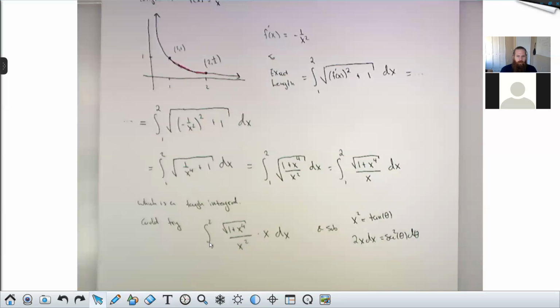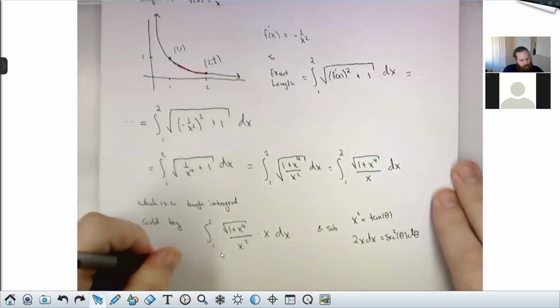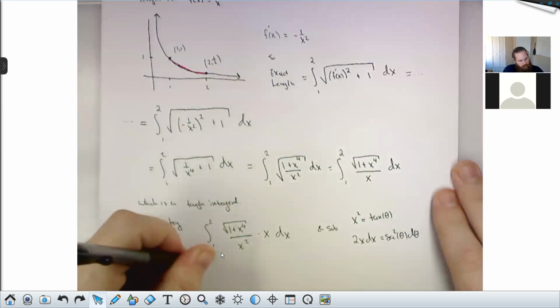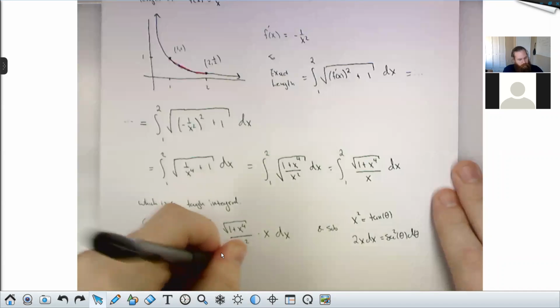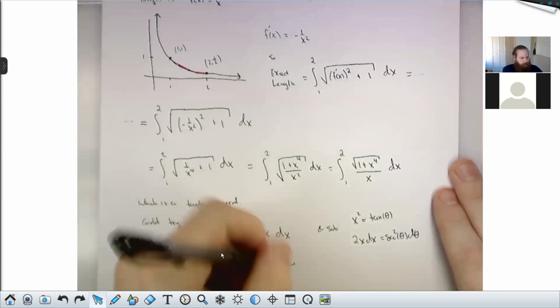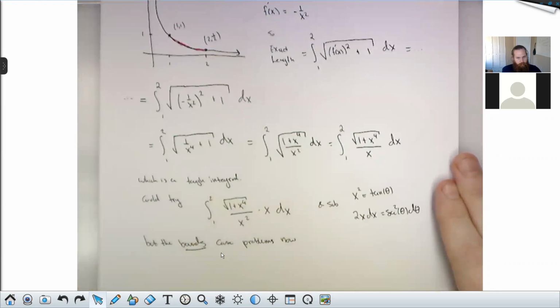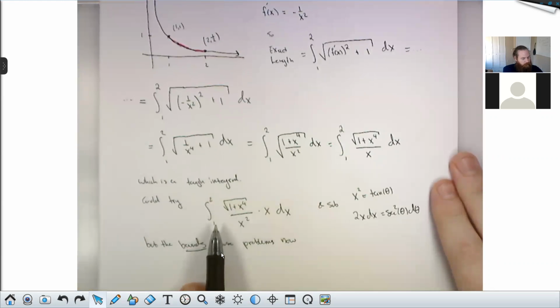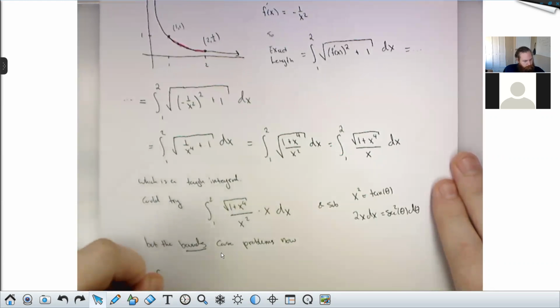But my bounds are going to be tough for a number of reasons, mostly because arctan doesn't get as large as 4. The bounds cause problems. Inverse tangent of 4 is not a nice number. The bottom bound would become the inverse tangent of 1. So this would be pi over 4 to the inverse tangent of 4.